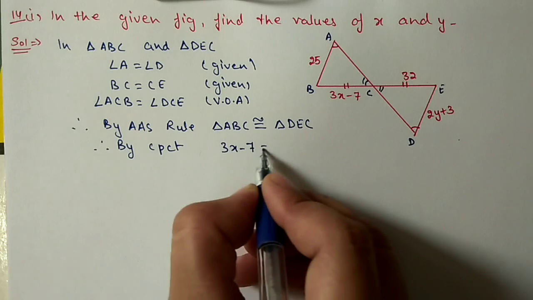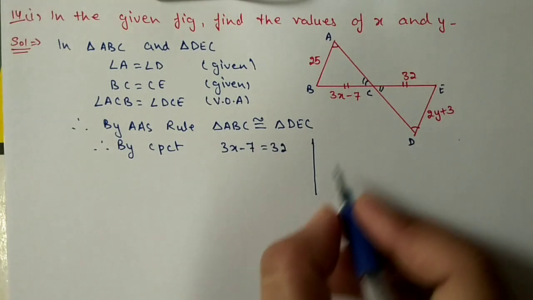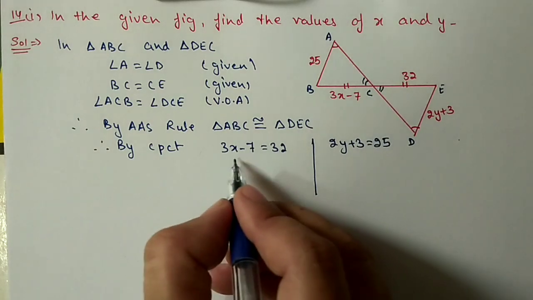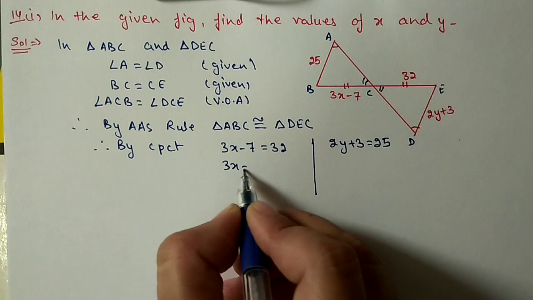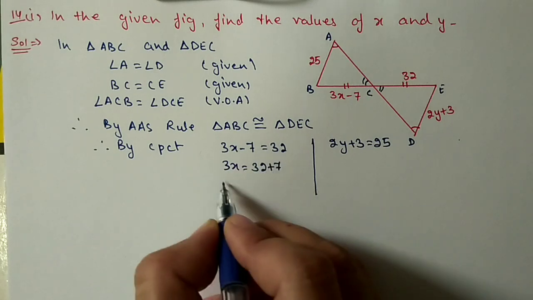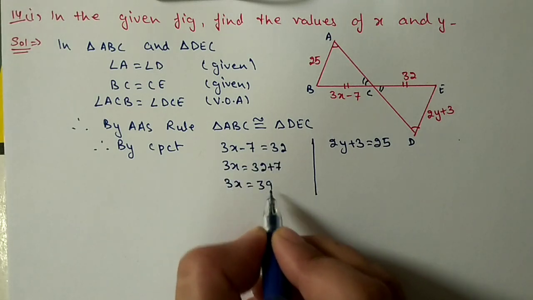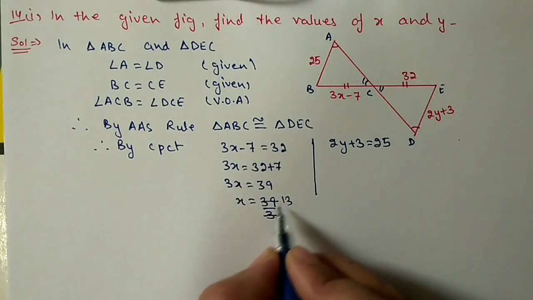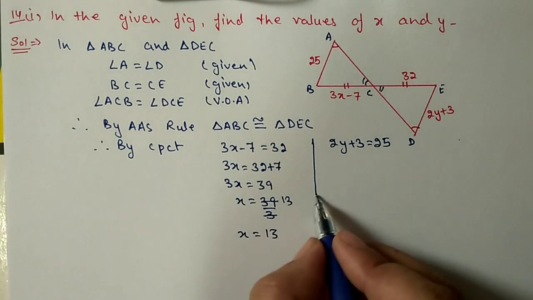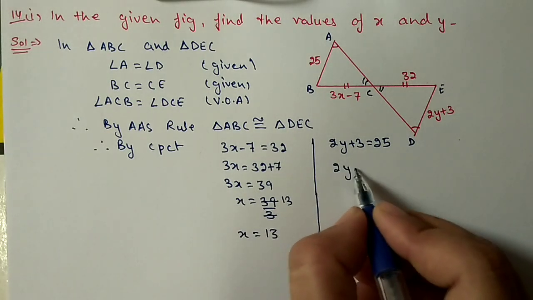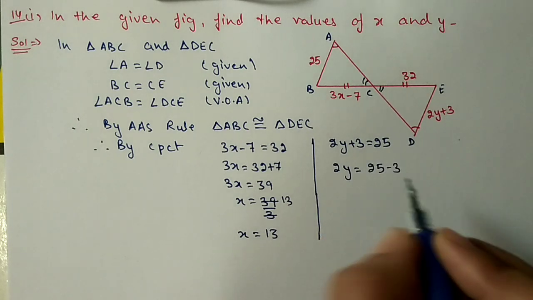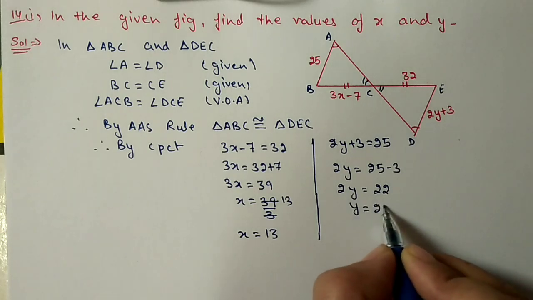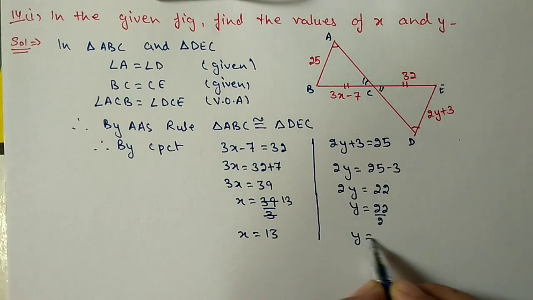3x minus 7 will be equal to 32 and 2y plus 3 will be equal to 25. So from here we will get the x value. 3x is equal to 32 plus 7. 3x is equal to 39 and x will be 39 divided by 3 equal to 13. So we got here x value 13. For the second one, 2y is equal to 25 minus 3. 2y is equal to 22. So y value will be 22 divided by 2 equal to 11.